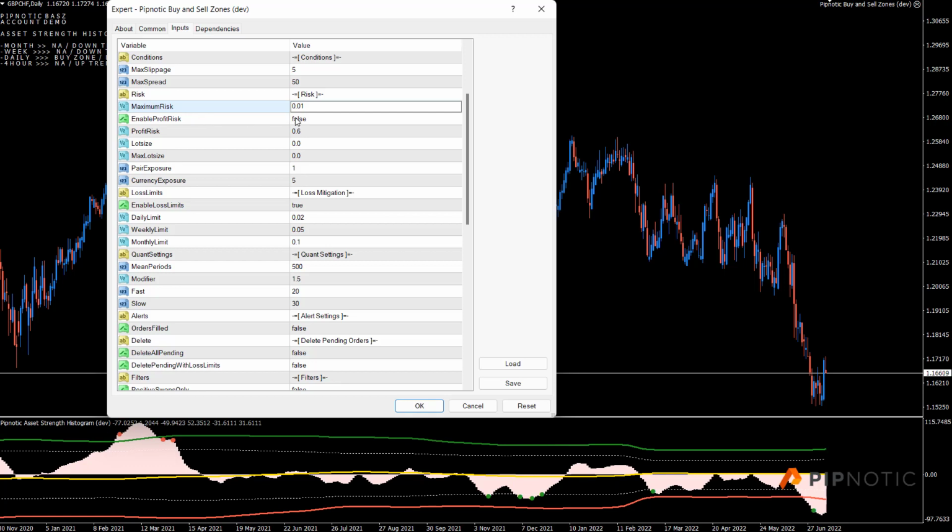And we have enable profit risk. So this is a new setting. It's been in there for a while, but I've never discussed this. And if you don't know what this is, then I would encourage you to go back and see the video that I did for FX Street a week or so ago, where I discussed the concept of random outcomes of trades.